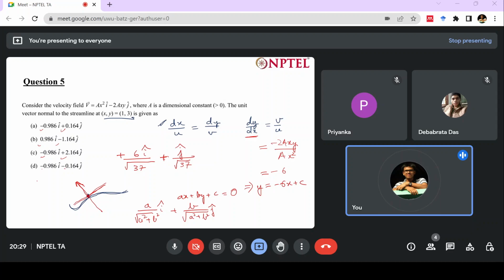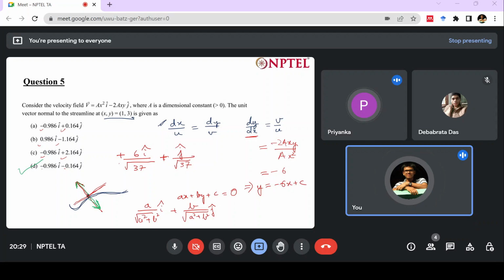Now you will say that this is plus. I have got plus, here negative is there. No problem because this is also normal. The opposite direction is also normal. So whether both are plus or both are minus, both of these options are correct. So option D is the correct answer. Is it clear the way we approached this question?